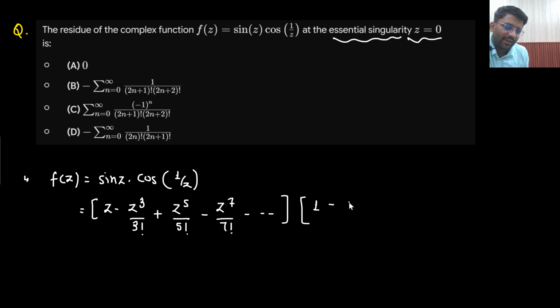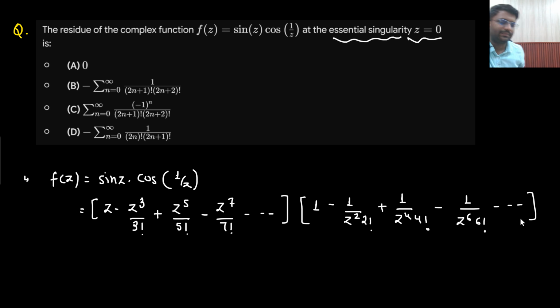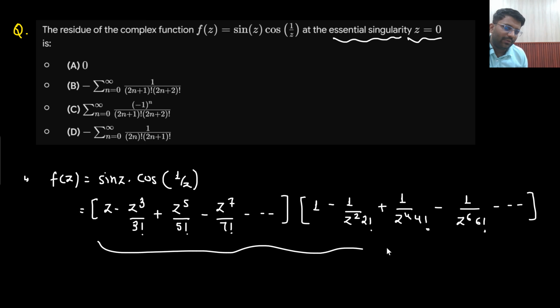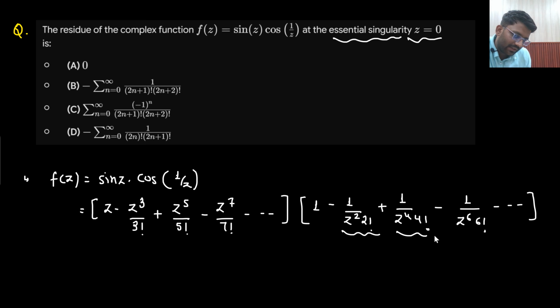1 minus (1 by z) whole square divided by 2 factorial plus 1 by z to the power 4 divided by 4 factorial minus 1 by z to the power 6 divided by 6 factorial and so on. Say yes or no. When you multiply both of them, although you will not do the multiplication, from this expression you can tell where the singularity will be. You can see that, sir, if I put z equals to 0 here, then there is an issue. So yes, z equals to 0 will be a singularity.